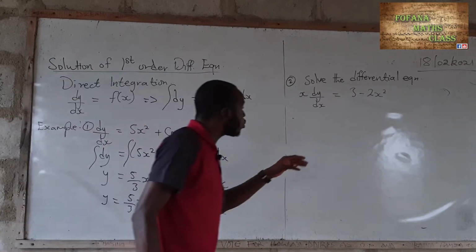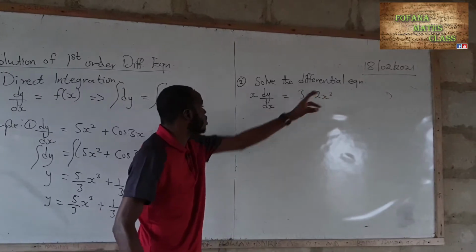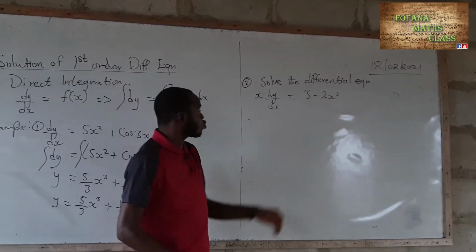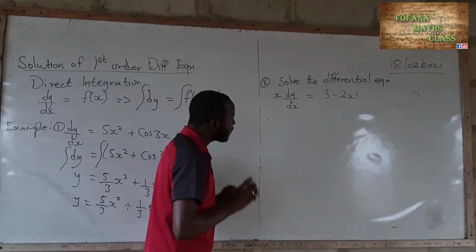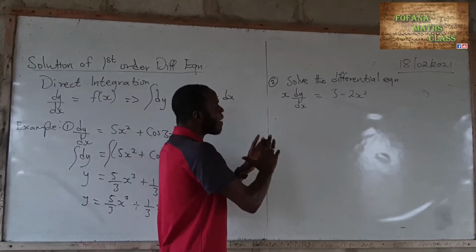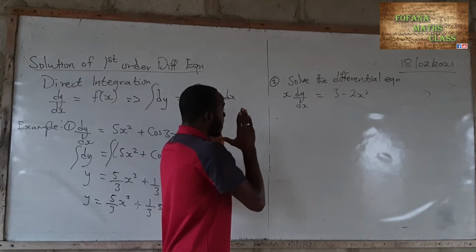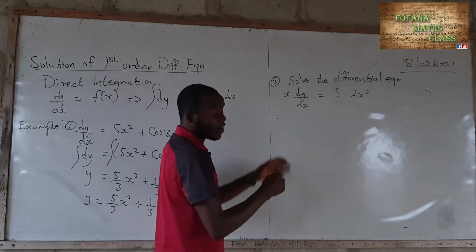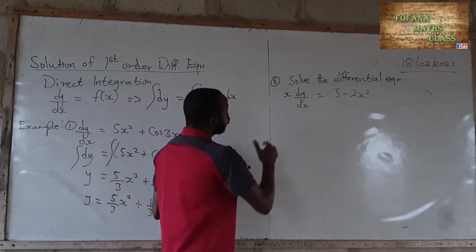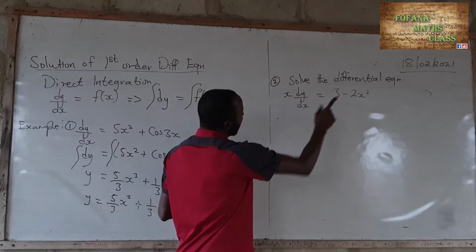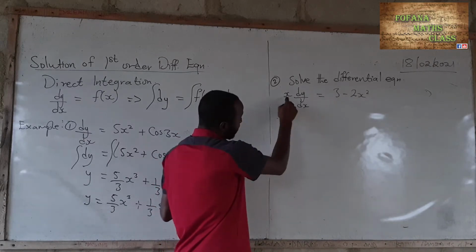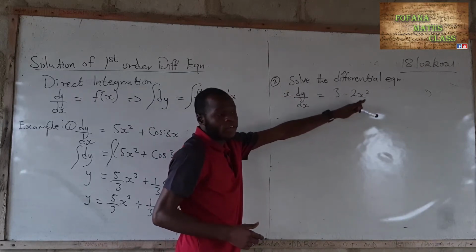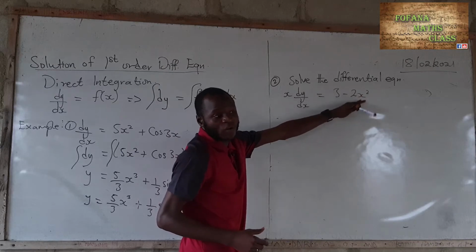Now the second question on the board says that we should solve the differential equation x dy/dx equals 3 minus 2x squared. The first thing that we have to do is to group our independent variables on one side of the equation and the dependent variables on the other side. Here, I'll divide both sides of the equation by this x, so that the x will come to this side to join the independent variables.